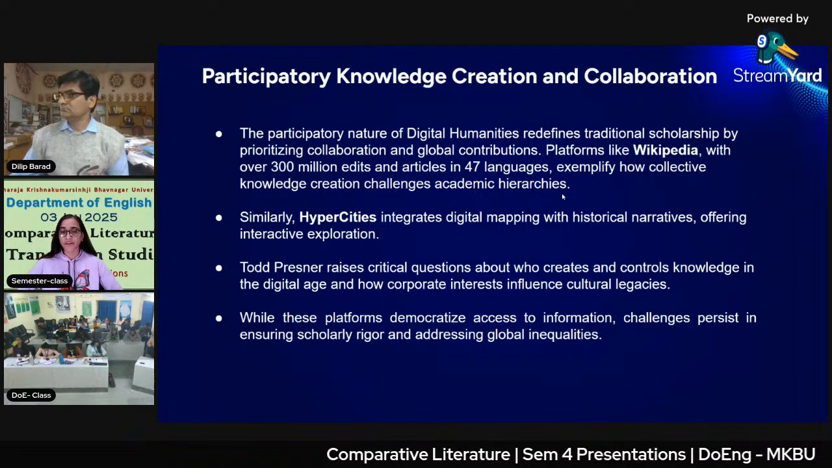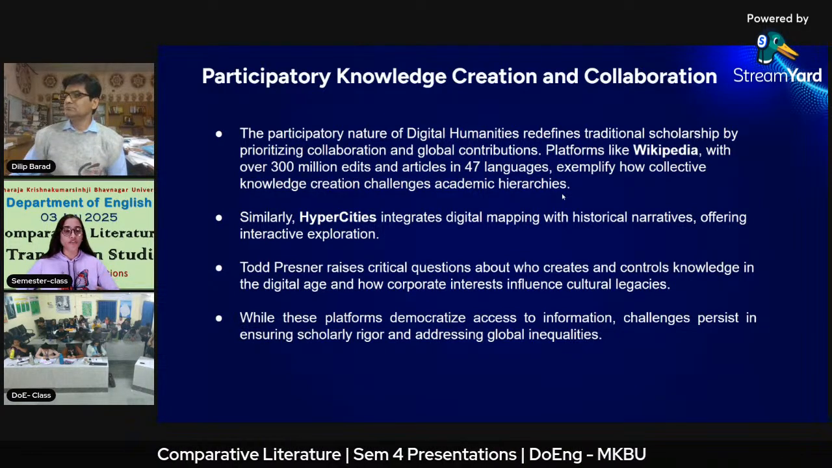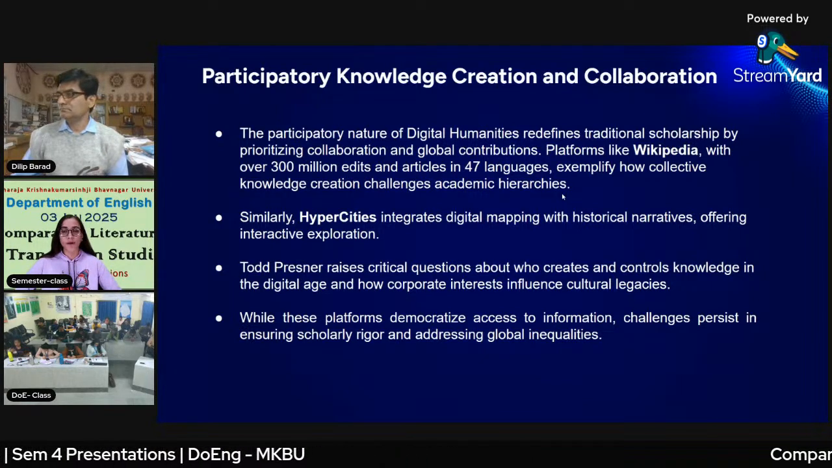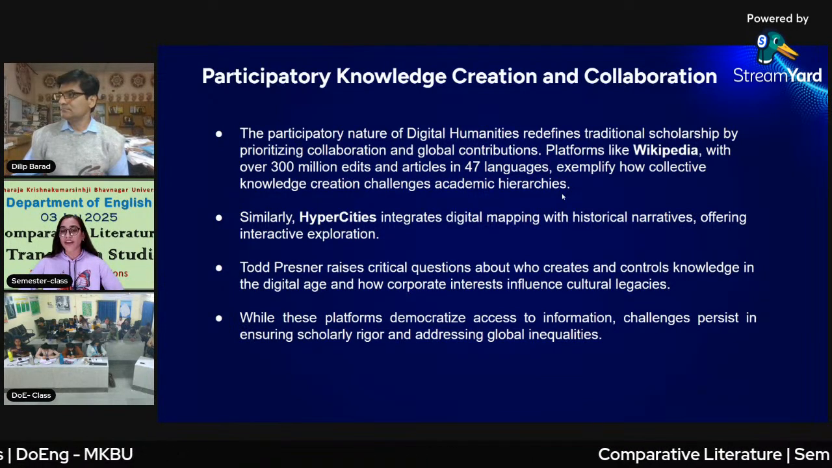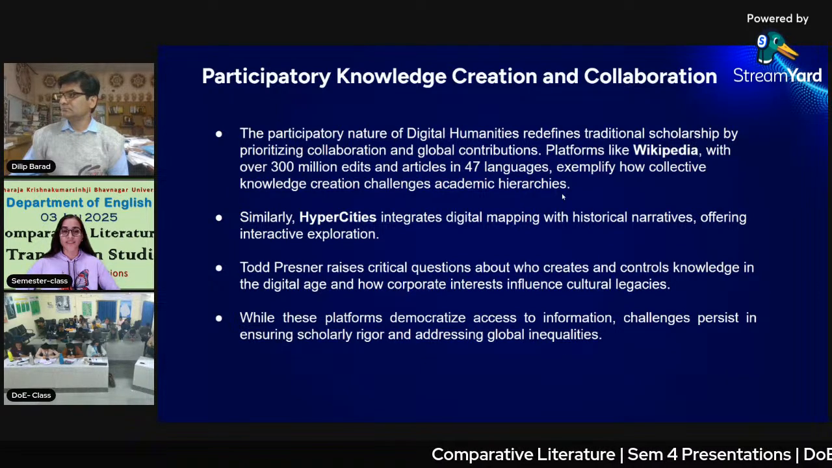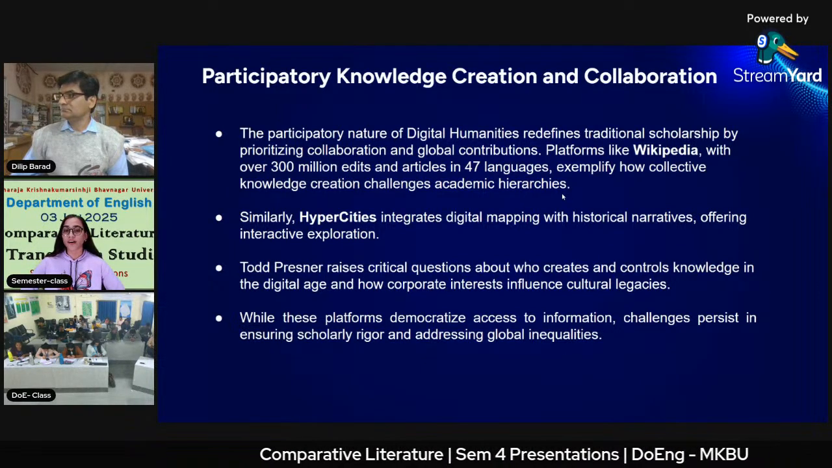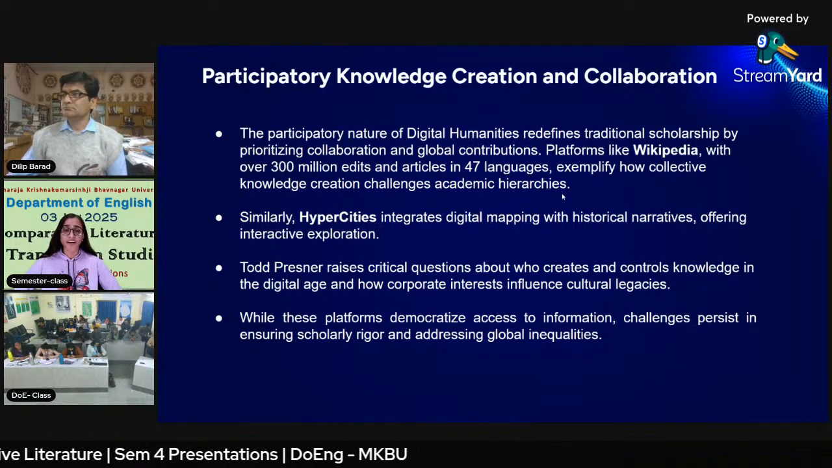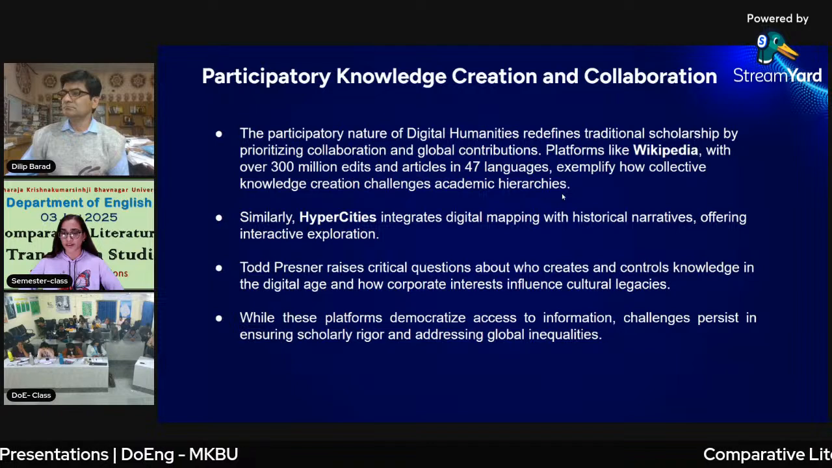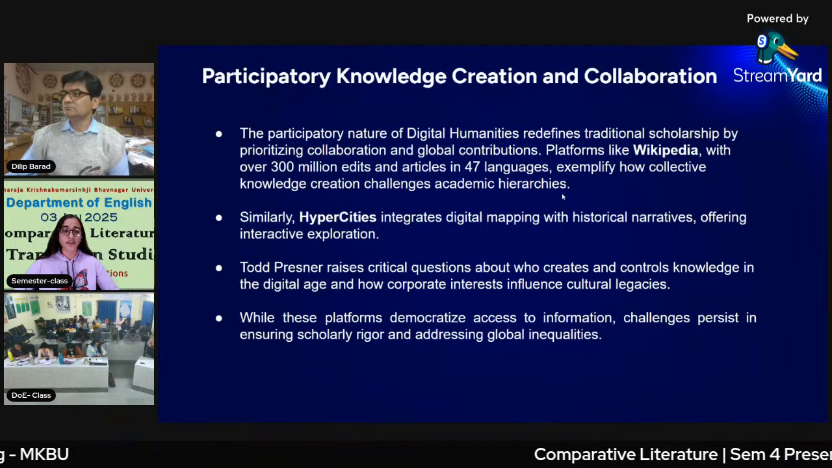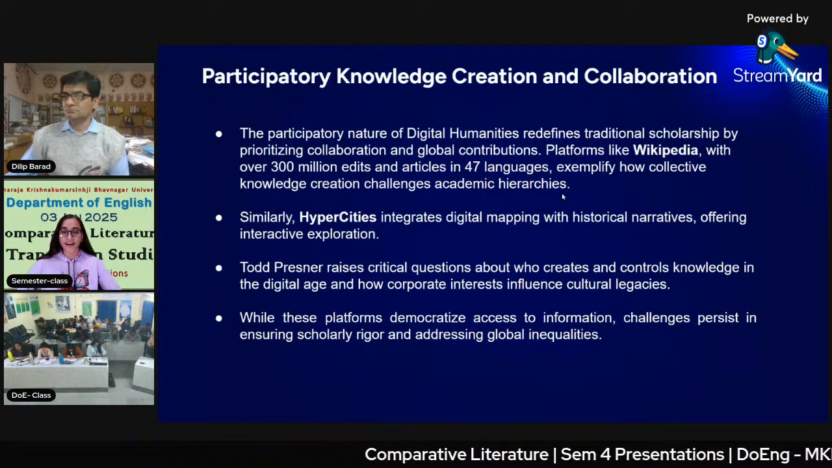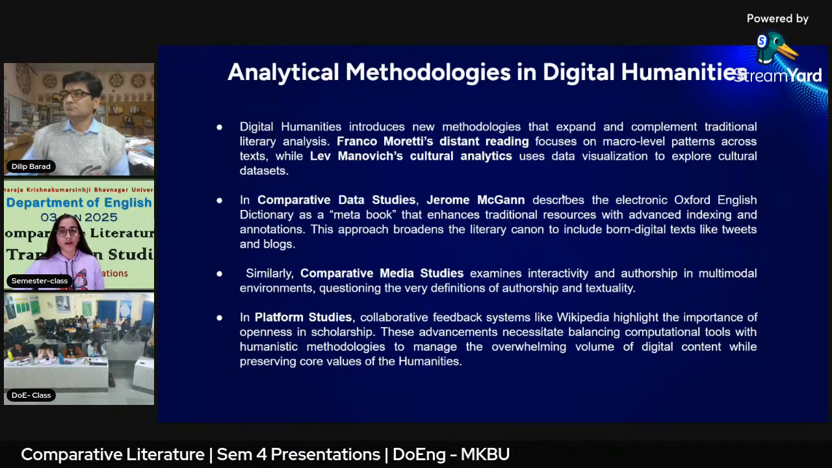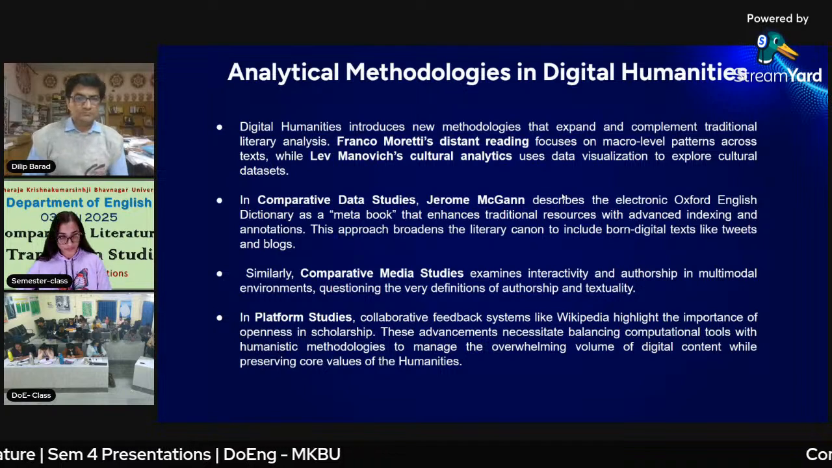integrate digital mapping with historical narrative, offering interactive exploration. Todd Presner raised the critical question about who creates and controls knowledge in the digital age, and how corporate influence intersects with cultural legacies. While these platforms democratize access to information, challenges persist in ensuring scholarly rigor and addressing global inequality. And third is analytic methodology in the digital humanities.